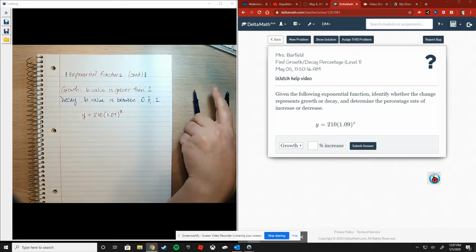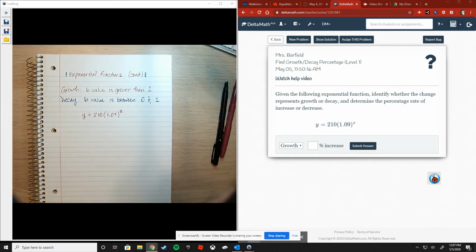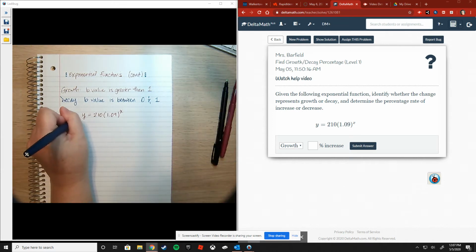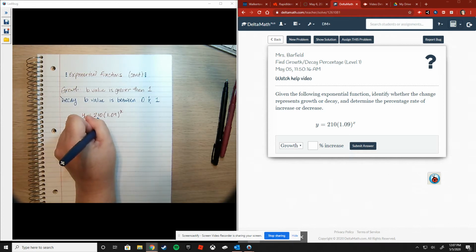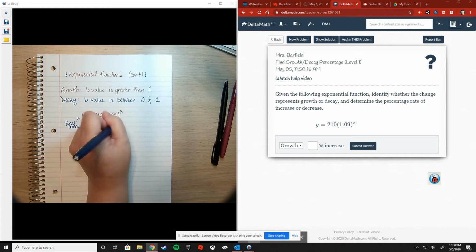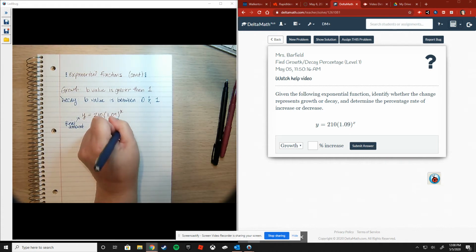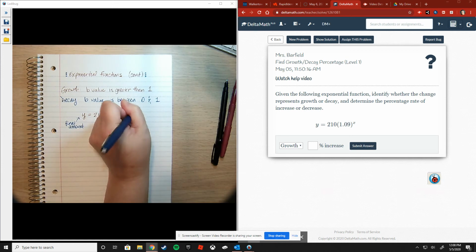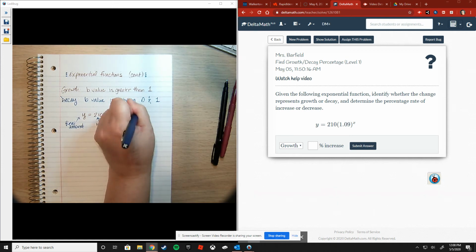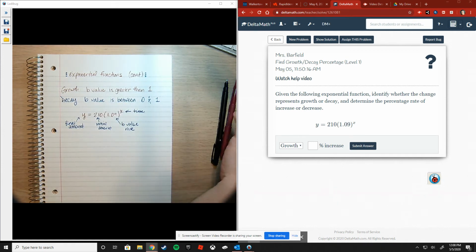All right, so yesterday we talked about what these different parts were. So y, remember, is your final amount. 210 is your initial amount. This is your B value. That's where it's hiding, and that's your rate. Okay. And then usually x represents some time period. We talked about it's usually in years, but not always.